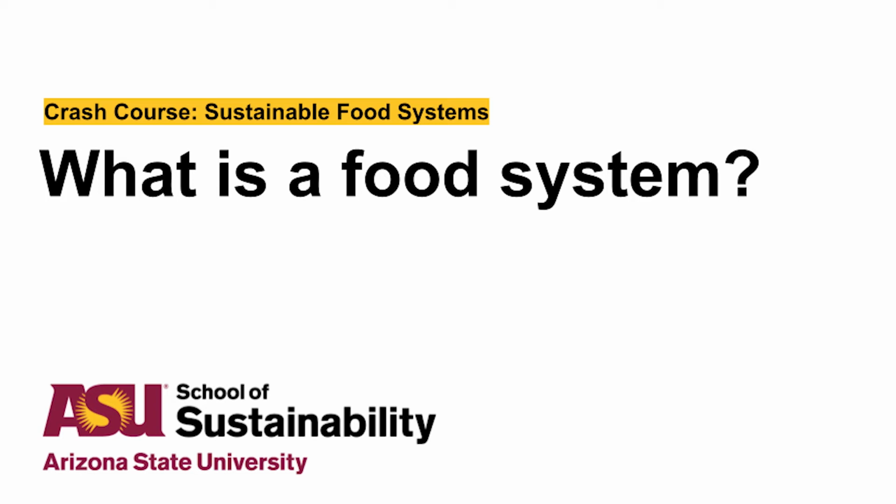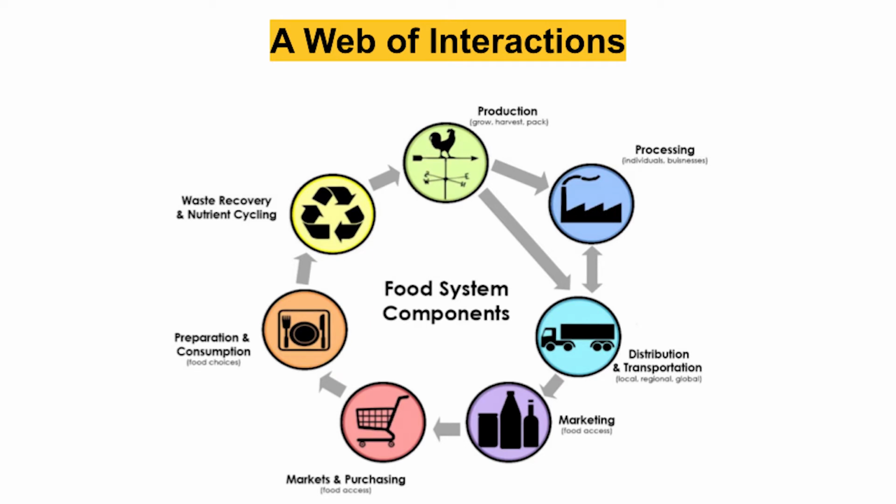So what is a food system? Food systems are essentially webs of interactions from all of the processes and practices that are involved in producing food, distributing food, consuming food, and disposing of food. And so this is a typical example of a systems diagram. You're going to create your own systems diagram for a food component in the Canvas course.